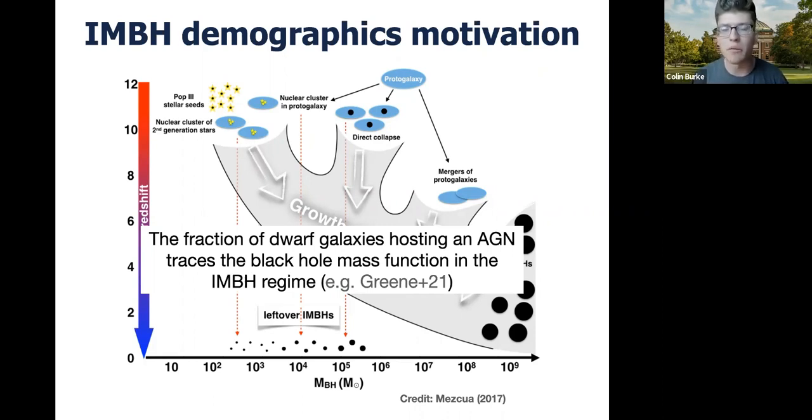So in other words, the fraction of dwarf galaxies traces the black hole mass function in the local universe. And this could help, basically, by counting the number of IMBH candidates that we can observe in dwarf galaxies. We can potentially constrain the black hole mass function in the IMBH regime, or start to get down at it from the AGN. Again, I'm coming from the AGN side and pushing down.